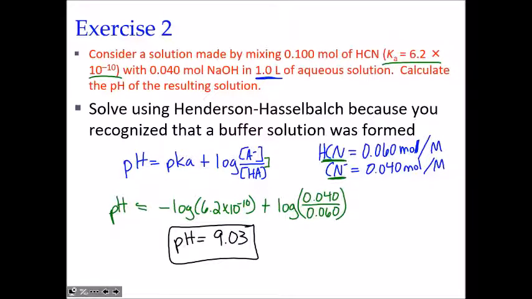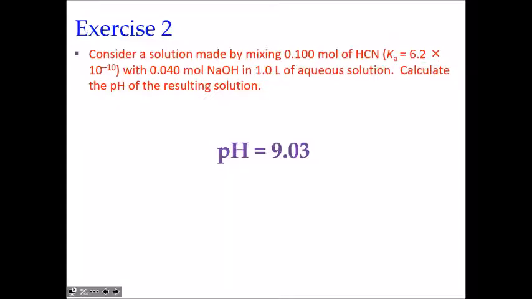So the second one here, this method using Henderson-Hasselbalch, is definitely faster. But like I said, if you're in the middle of the AP exam and you forgot about Hendy-Haas and you started doing it the common ion way and set up the ICE table, you're still going to get the same answer. It's just going to take you a little bit longer. 9.03.